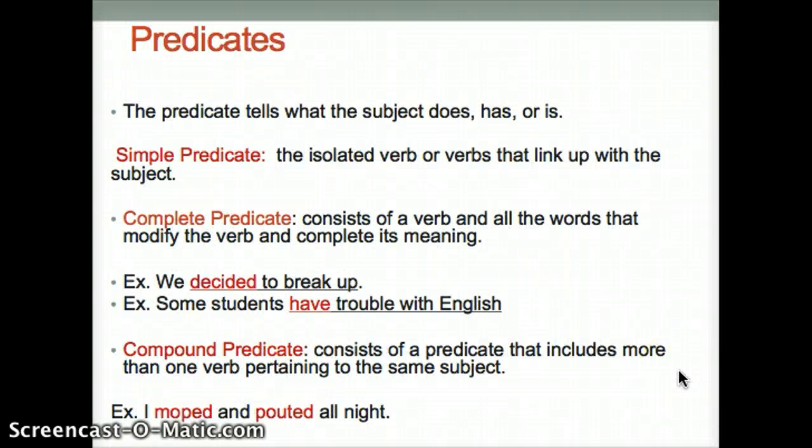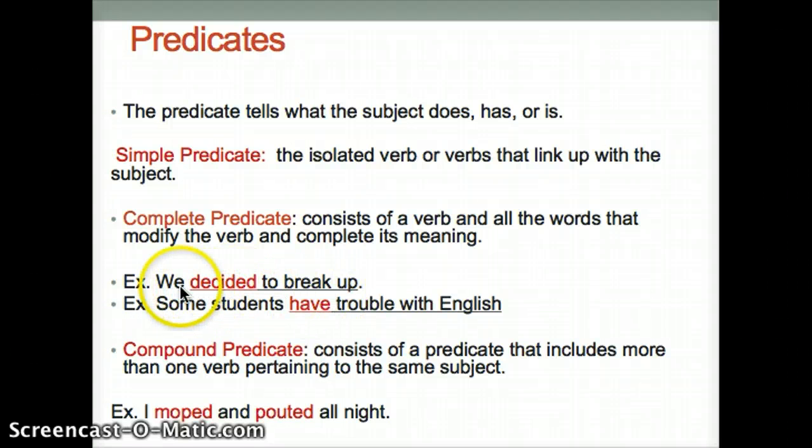Predicates, so this would be the action, or it's telling something about the subject of the sentence. And you can isolate it as the verb or verbs that are being used in each sentence. So a simple predicate is the isolated verb, or sometimes it's linking verbs together. And the complete predicate is the verb plus all the other words that modify and complete its meaning. And then you can also have a compound predicate, so this is two verbs in one sentence. So the examples used here: we decided to break up, and some students have trouble with English.